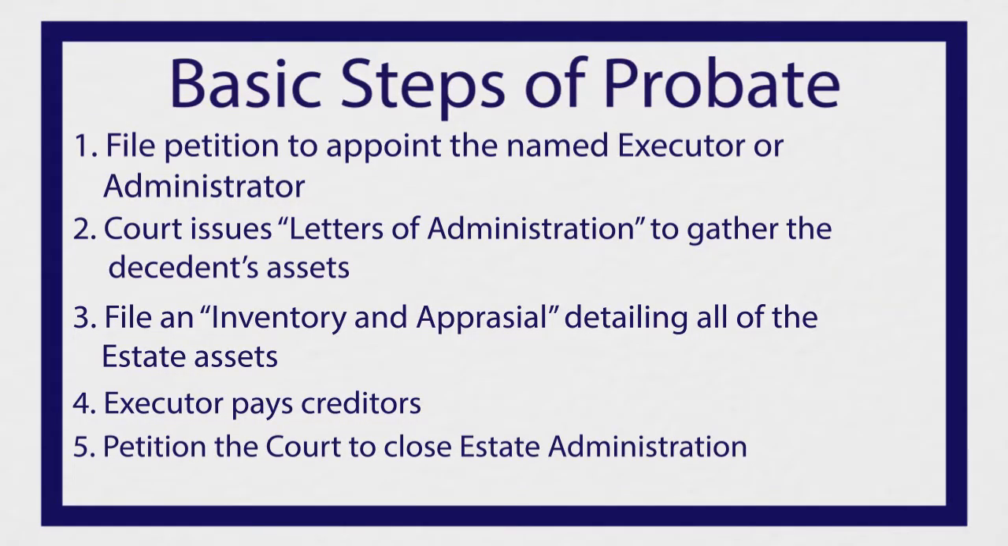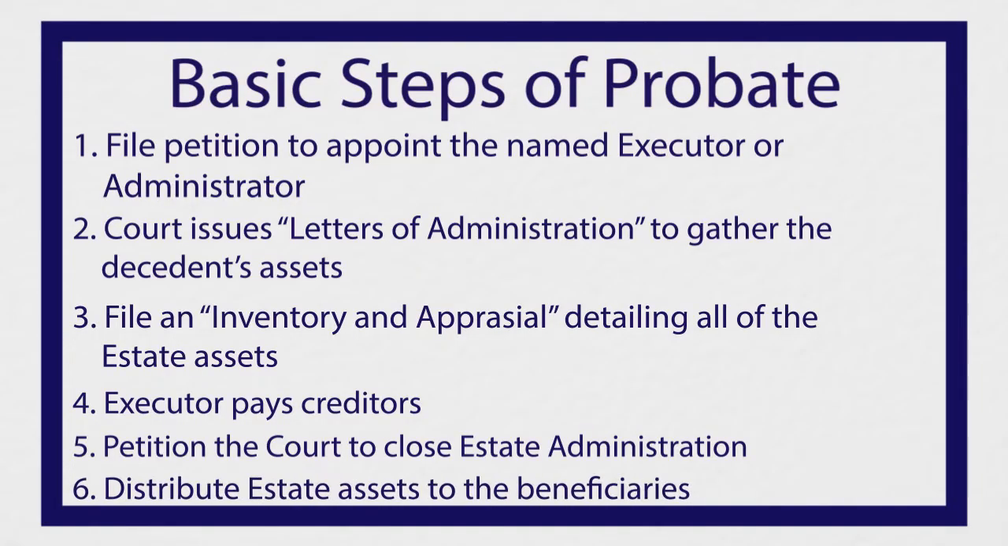Once all the creditors have been satisfied, all the assets have been gathered, all the taxes have been paid, now the estate is in a position to be distributed. A petition is once again filed in the probate court that says, Judge, we've paid off the creditors, we've collected all of the assets, and it's in a position to be distributed out to the beneficiaries. Once that petition is approved, then the administrator or executor can distribute the assets to the beneficiaries of the estate, and everybody is hopefully happy now that the estate has been administered.